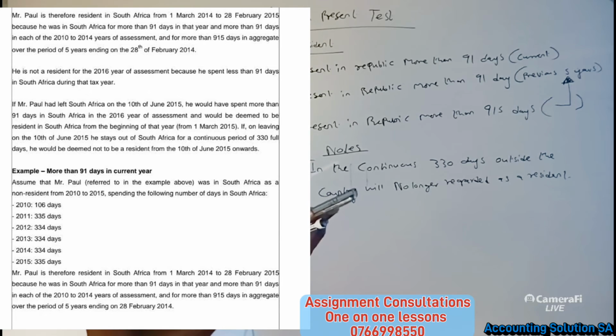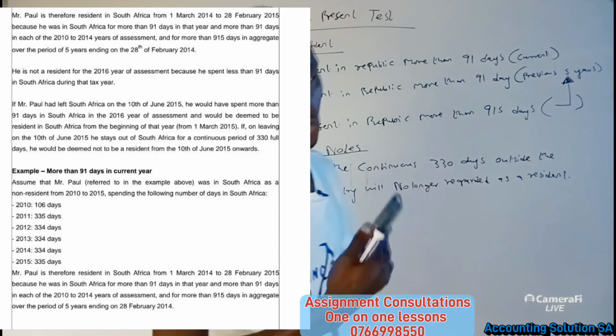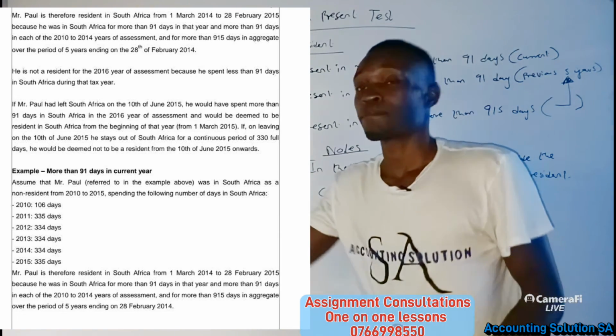And Mr. Paul is therefore a resident of South Africa from 1 March 2014 to 28 February 2015 because he was in South Africa for more than 91 days in the year and more than 91 days in each year from 2010 to 2014 and more than 915 days in aggregate over a period of 5 years ending 28 February 2014. So this is how you do a physical presence test.